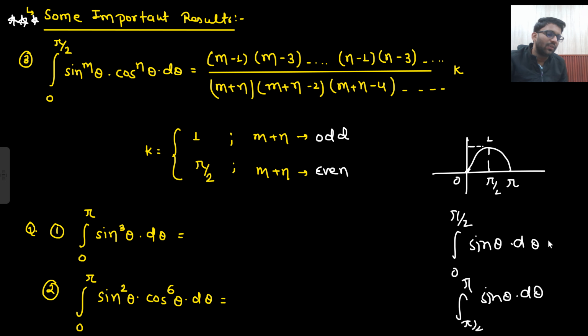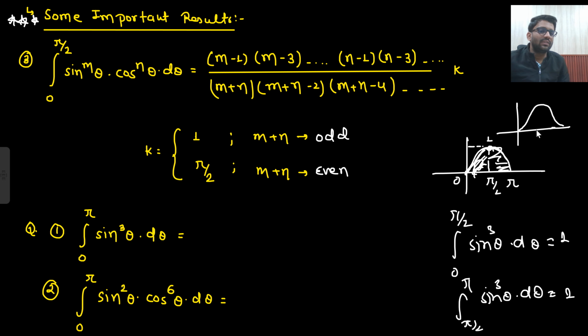Because what does your integration do? Integration tells the area. So this area and this area will be equal. Like the way the value goes from 0 to 1, in the same manner it is going down from 1 to 0 as well. So this area and this area will be equal, both will be equal only. Whatever value you get, both will be equal only. Same goes for sine cube theta as well. Why is that so? Because in sine cube theta, the graph can be something different.